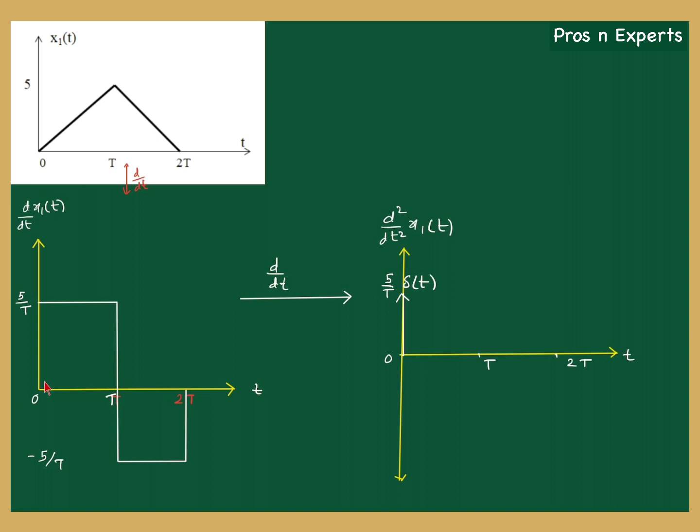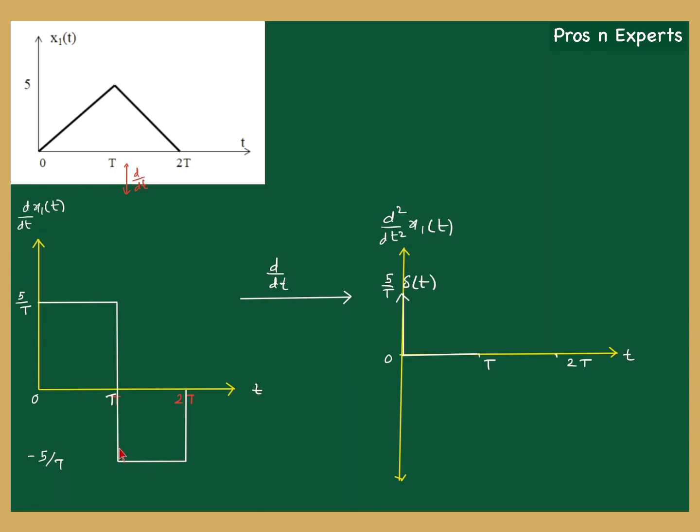Now what is the slope between 0 and t? Between 0 and t, the signal is a straight line, so the slope is 0. So d square by dt square x1 of t will be 0 there. And now be very attentive. What is the slope at t equal to t for this signal d by dt x1 of t? There is again an abrupt change, but this time the change is from 5 by t to minus 5 by t.